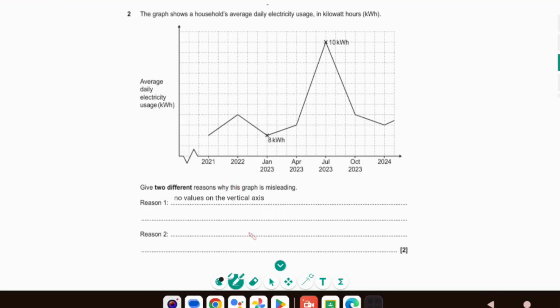Right, let me look at the x-axis in more detail. Can you see the scale is inconsistent on the x-axis? It goes from 2021 to 2022, and then January 2023. So inconsistent horizontal axis.